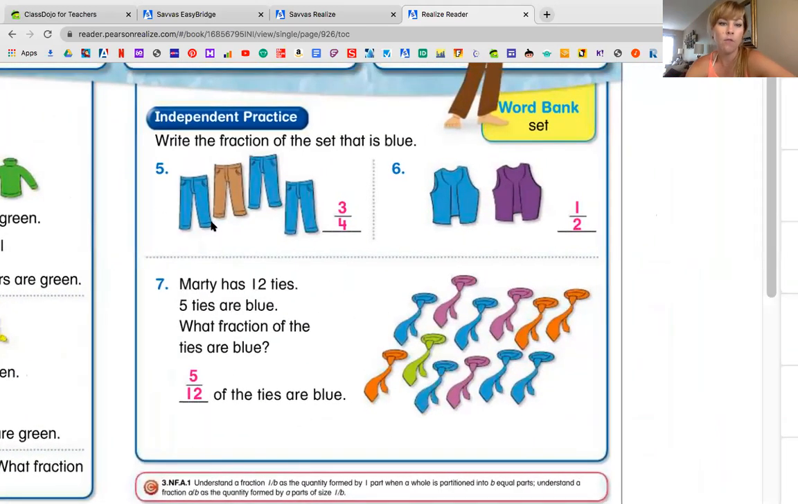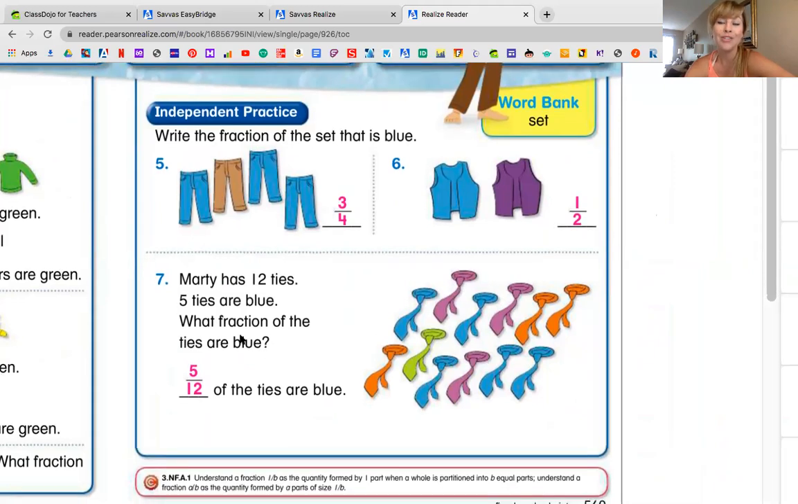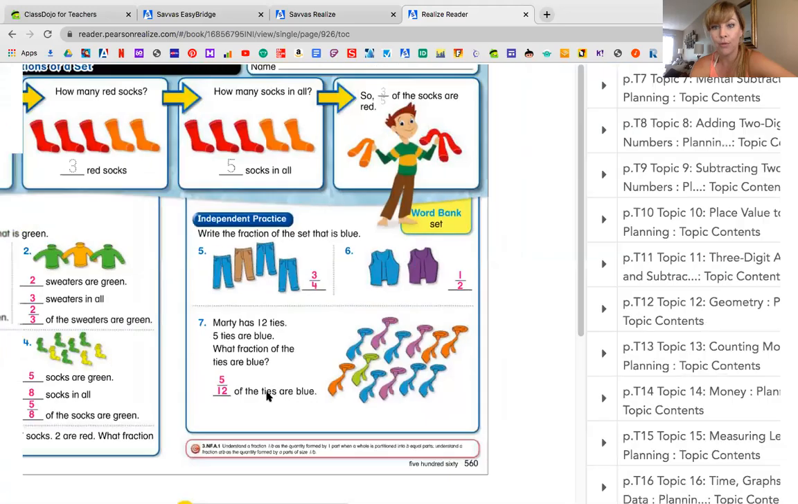Number 5, I have 4 pairs of pants, and 3 are blue. Okay, it says write the fraction of the set that is blue. So 1, 2, 3. So 3 of the 4 pants are blue. I have 2 vests. 1 is blue. One of the 2 are blue. Okay. Ooh, these are 12 ties. It's a lot of ties. And then there are 5 blue. 1, 2, 3, 4, 5. 5 of the 12 of the ties are blue. Okay.